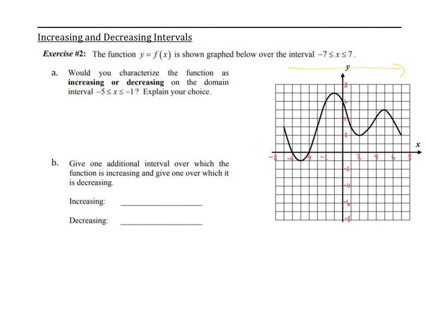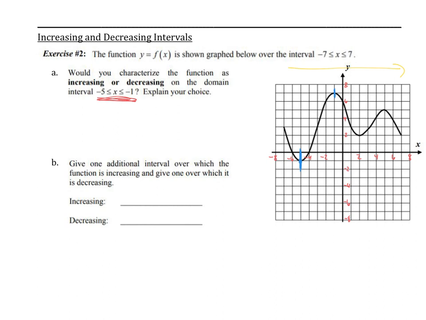So it says, would you characterize the function as increasing or decreasing on the domain of -5 to -1? So remember, your domain is going to be your x values. So -5 is going to be right here. So this is where we're starting. To -1, that's where we're ending.